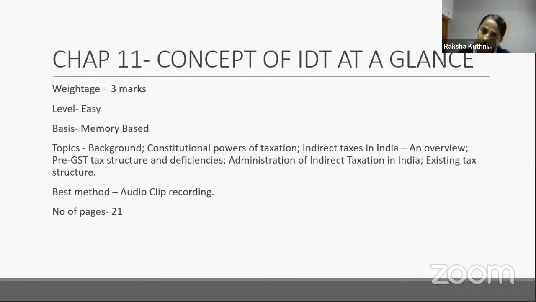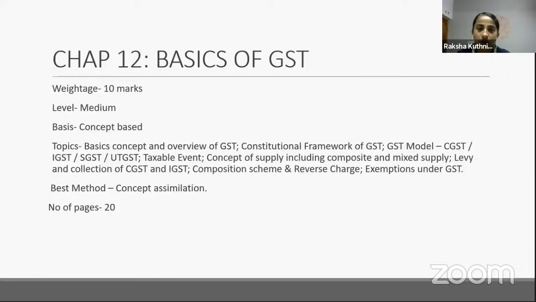If I was a student, this was the way I would have studied, right? So this is about chapter 11. Chapter 12, coming to basics of GST. Here we come to what GST is about. In chapter 11, we were only seeing what happened before GST. We saw all the stories, we saw the history behind GST. But coming to chapter 12, this is a prominent chapter because this will explain to you what GST is all about.